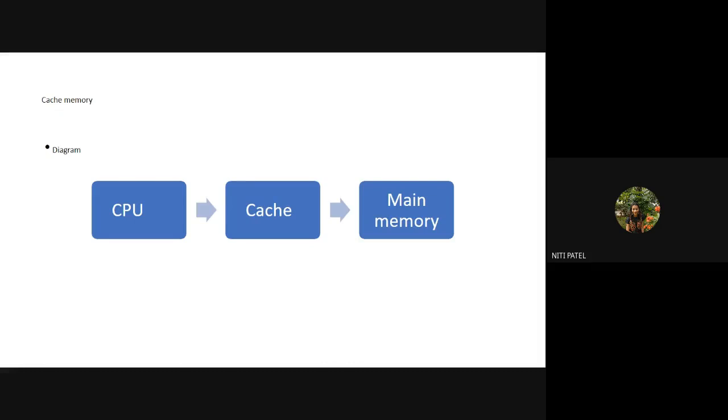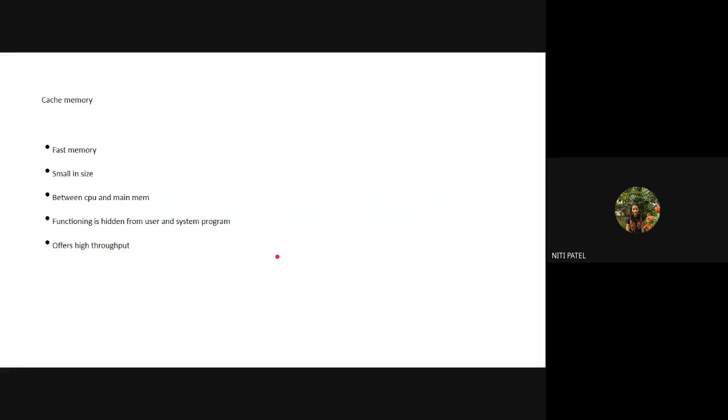Now, where is your cache memory? It sits between the processor, the CPU, and the main memory. So whatever data is passing from the CPU to main memory and from main memory to the CPU is being handled at a very high speed by using what? By using your cache memory. So your cache memory is a very fast memory. It is small in size. It sits between the CPU and the main memory.